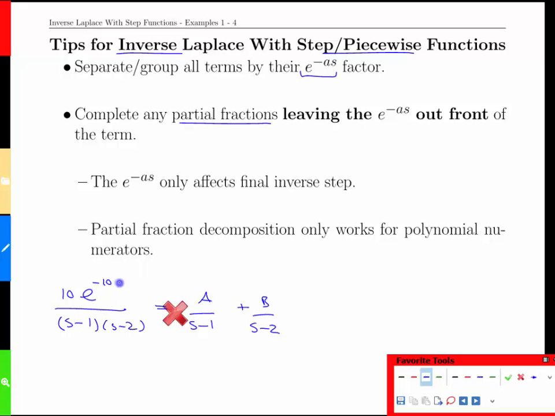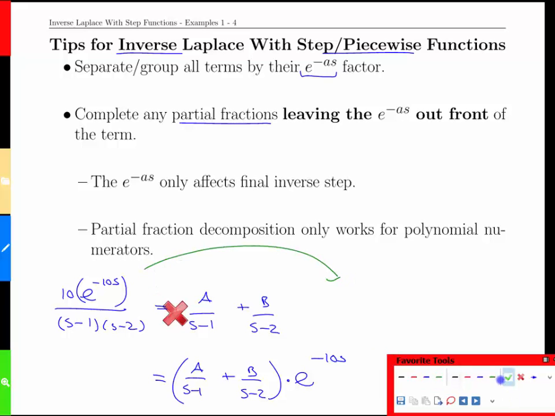So how do you deal with that? Well, what you do is you take this e to the negative 10s. It's there. You can't get rid of it. But you put it as a over s minus 1 plus b over s minus 2, all times e to the negative 10s. You bring this e to the negative 10s outside. That is the right way to handle it. So just be aware, don't try any shortcuts on your partial fractions. Treat it as polynomials over polynomials. That's when it works. If there's an exponential, that's fine. Just leave it outside and we'll take care of it in the final inverse step.